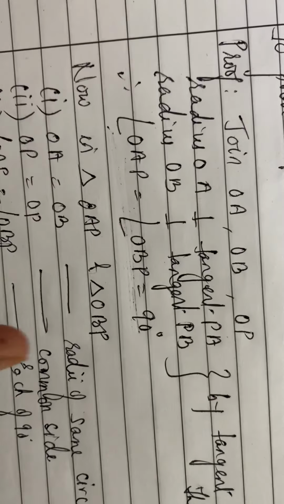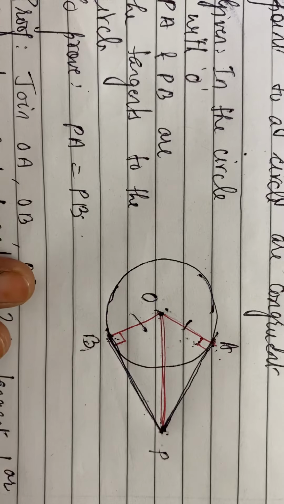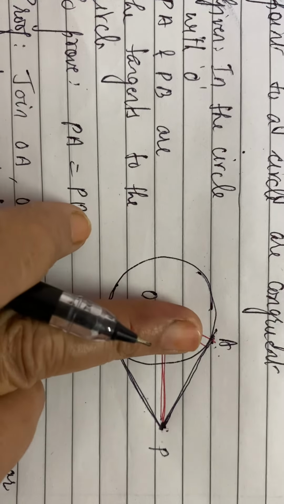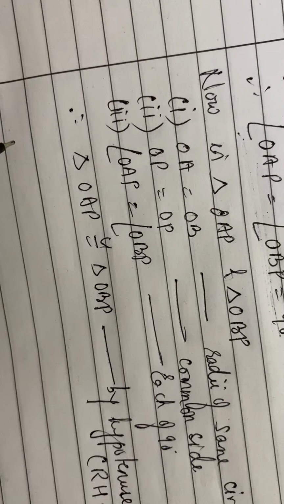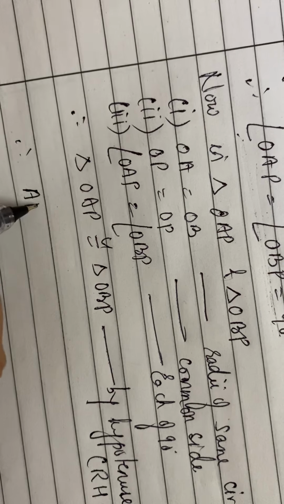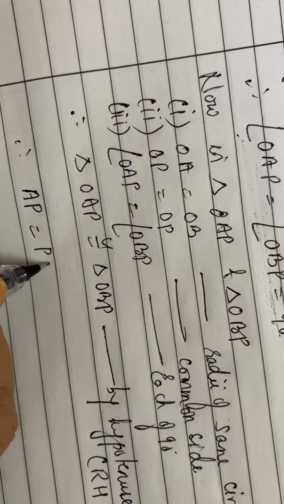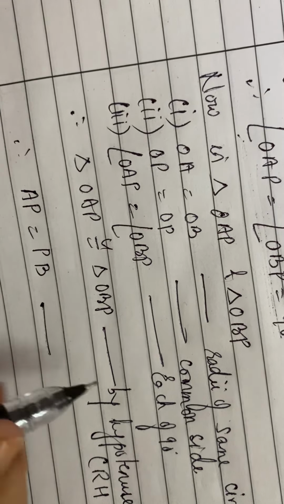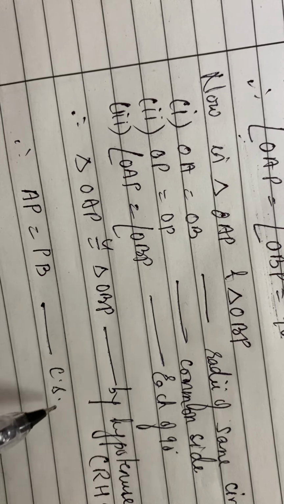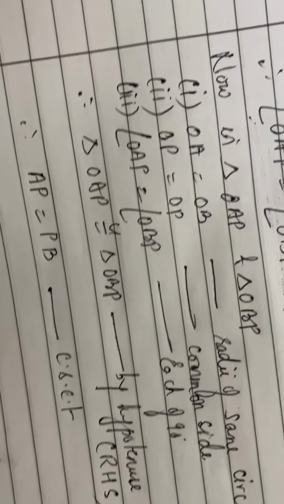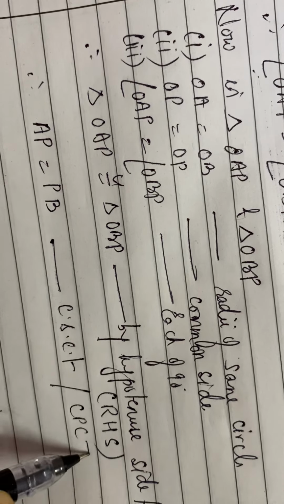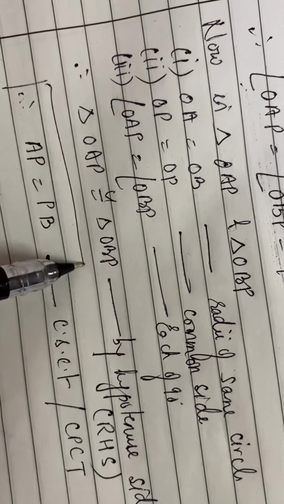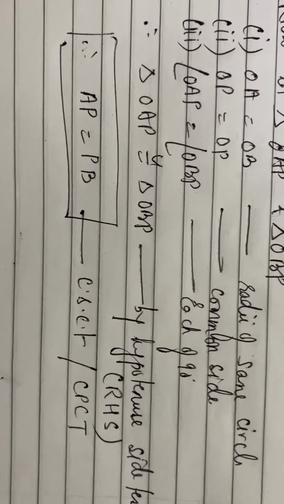Now naturally, if these two triangles are congruent, the remaining elements will automatically be congruent. So remaining elements being AP and PB, they will be congruent. So therefore, AP is equal to PB. Reason we write as corresponding sides of congruent triangles, and in CBSE you write CPCT. This is what you had to prove. I hope you understood this theorem.